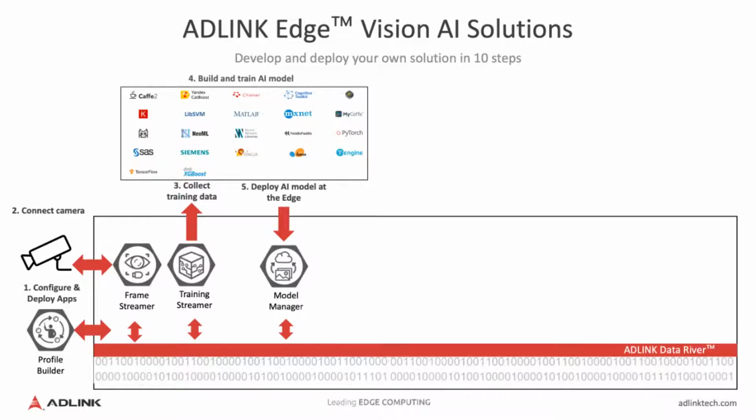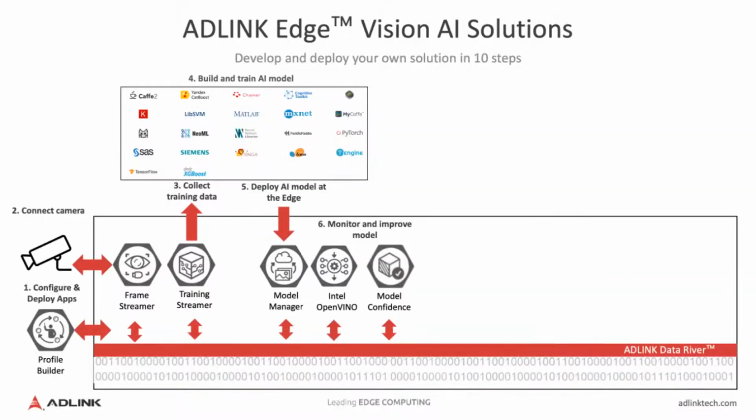The Profile Builder is able to discover any model manager that runs on your network. It's also able to detect any OpenVINO inference engine that's available on your network. And you can effectively say, that model that I have trained and have available in my model manager, please deploy that into the OpenVINO engine and start inferencing. The OpenVINO app will ingest the live camera footage from the data river, perform the inferencing, and then publish the inferencing results back onto the data river.